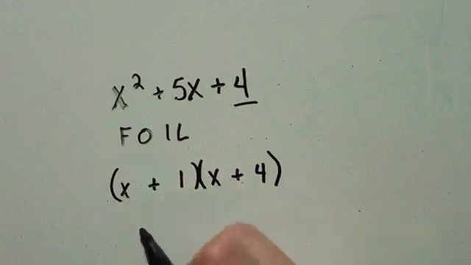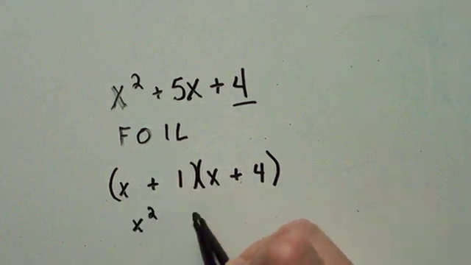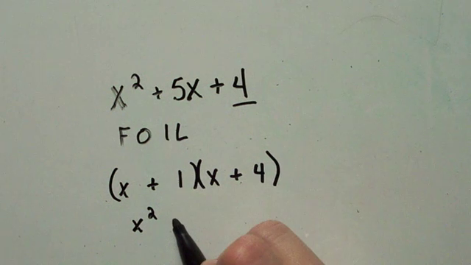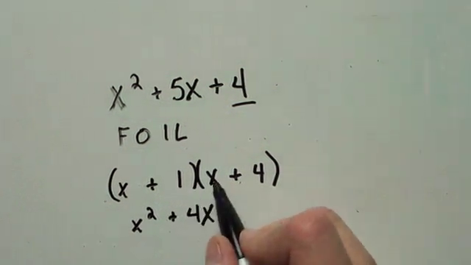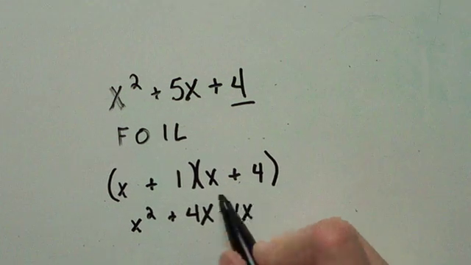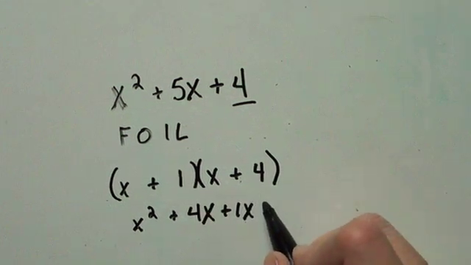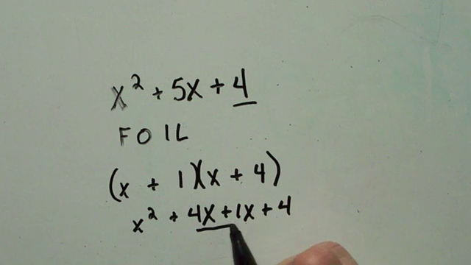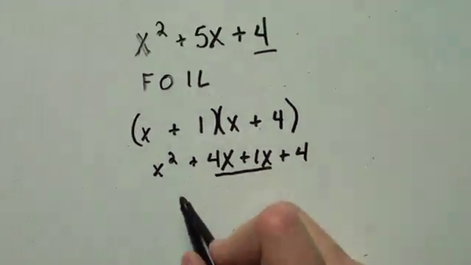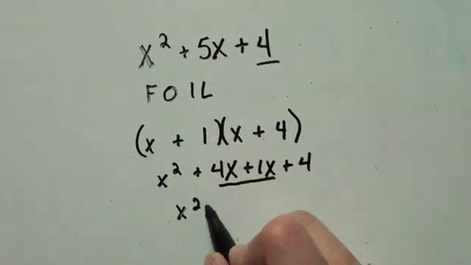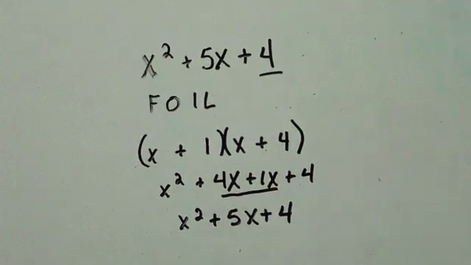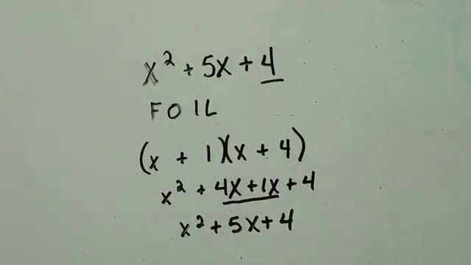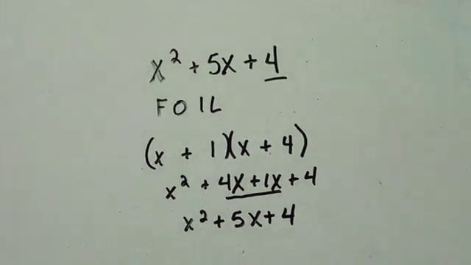Our first terms, x times x is x squared. Outside, 4x. Inside, 1 times x, 1x, and last is 4. Now we combine our like terms. And yay, we ended up with what we wanted to have. All right.